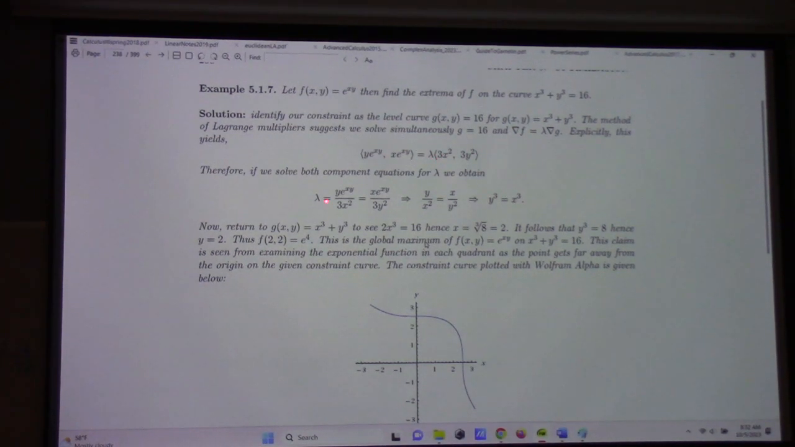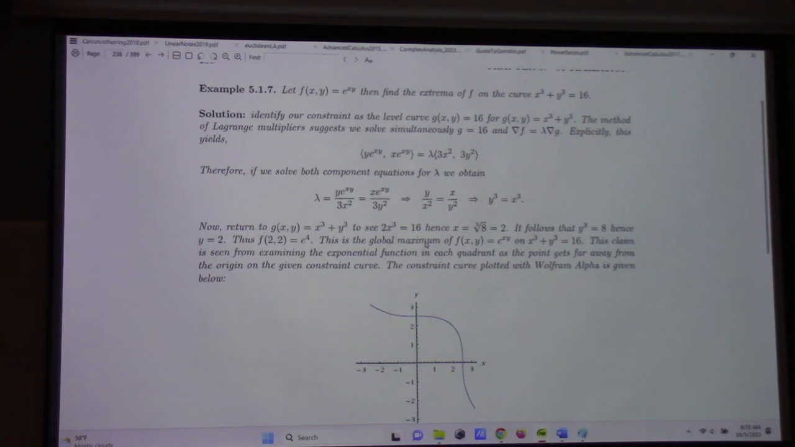I can solve for lambda, and I get this over that is equal to that over that, which, you notice, some things cancel, like the exponentials cancel, and it leaves you with this, which solves to give you y cubed equal to x cubed. And then, of course, if you plug that into this, that's pretty easy: 2x cubed equal to 16, which tells me x is equal to the cube root of 8, which is 2. And so, likewise, y is 2. And so I get f of 2, 2 is equal to e to the 4.